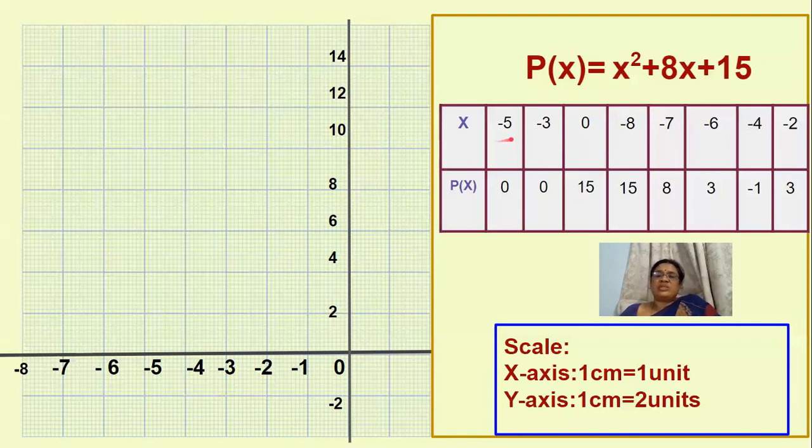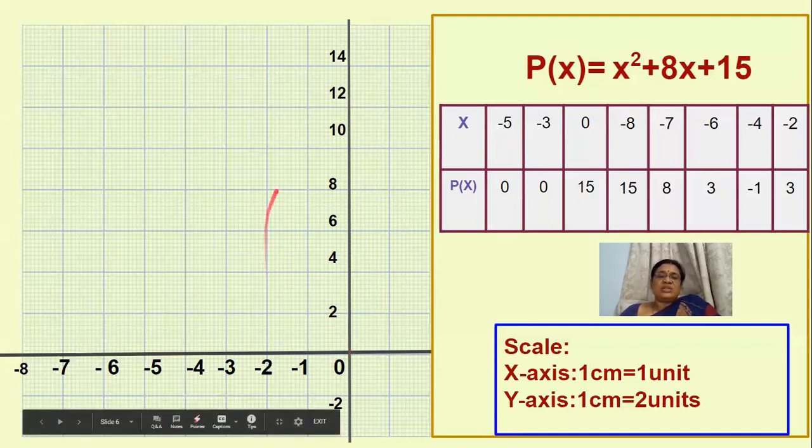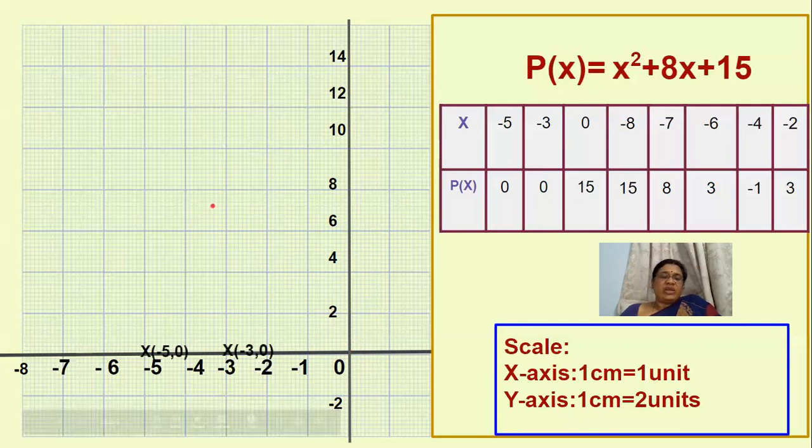So the first point, we'll select it as minus 5 and 0. When x value is minus 5, what is the y value? That is, p of that value is 0. When y is 0, the x value is minus 3 as well. See where we are getting those 2 points. Yes, these 2 points will lie on x-axis because the y values are 0. Therefore, on x-axis, minus 5 will be the point and minus 3 will be the point for these two.